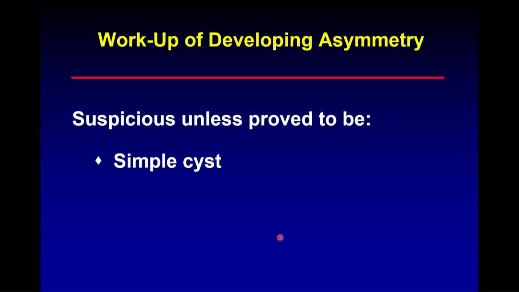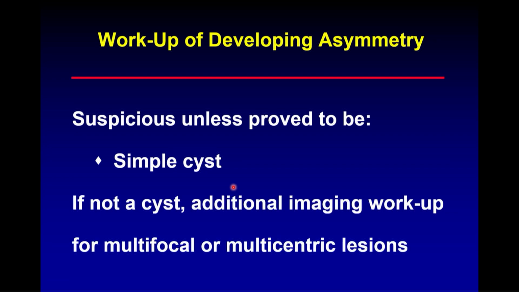So it's suspicious unless it's a simple cyst, but you still have to do a workup because you're going to be doing a biopsy, and you want to establish extent of lesion size before you do the biopsy. Because if the lesion is more extensive than you thought on the basis of the developing asymmetry, then you want to direct your biopsy to the entire extent of the finding. For example, if you see some calcifications a little bit distant, you want to biopsy those as well. And if ultrasound shows you something a little bit further out, you want to biopsy that as well.